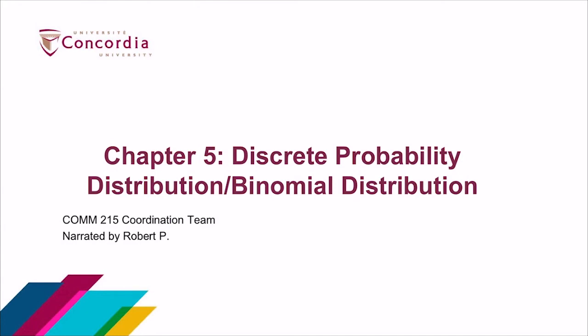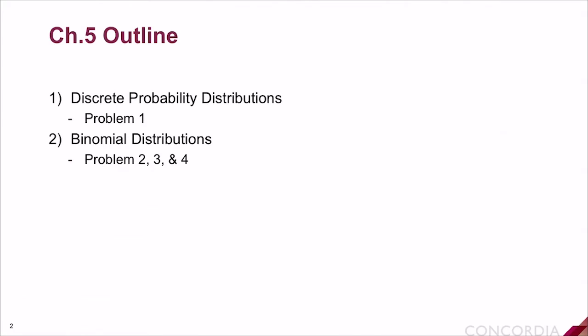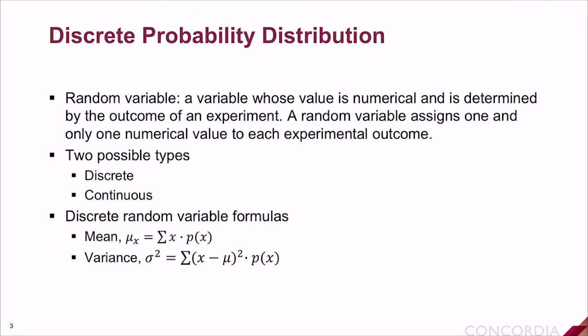Hello everyone. Today we'll be going over Chapter 5, otherwise known as Discrete Probability Distribution / Binomial Distribution. This chapter is broken down into two parts. The first part is called Discrete Probability Distributions, which we will see in Problem 1, and the second part is called Binomial Distributions, which we will see in Problem 2, 3, and 4.